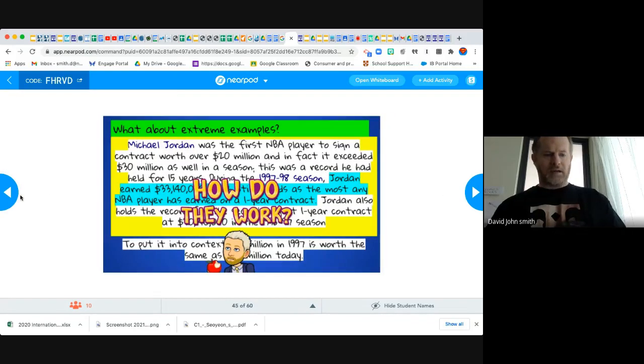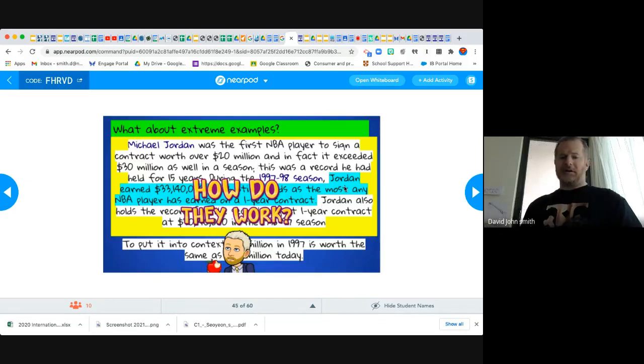Now, this is that idea about special skills and special talents. And I used the idea about Michael Jordan, okay, because he is a player who I like. Right? And in the NBA, he was the first player to ever sign a contract over $20 million. Right? And that's pretty outstanding. And the fact was, it actually exceeded $30 million in a season, right? Which meant that he was earning over $30 million for one NBA season, a one-year contract.